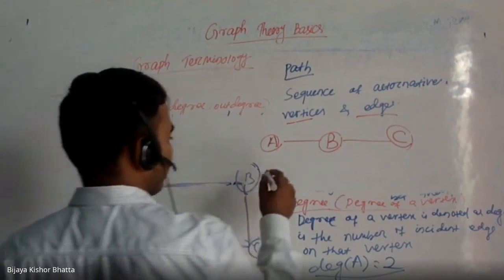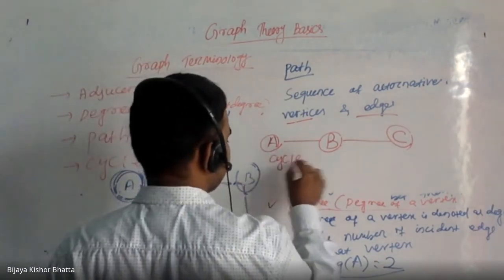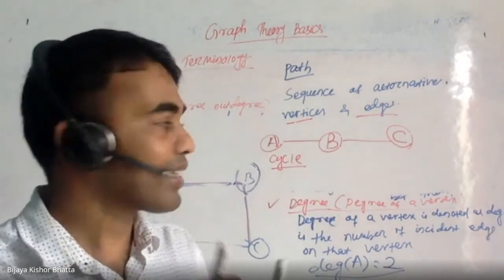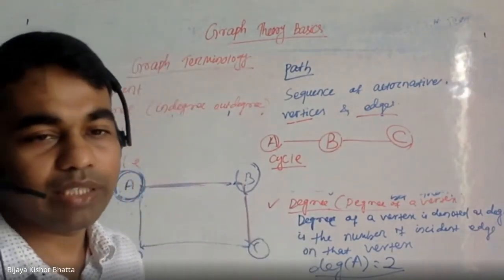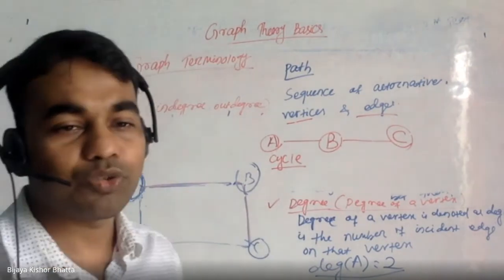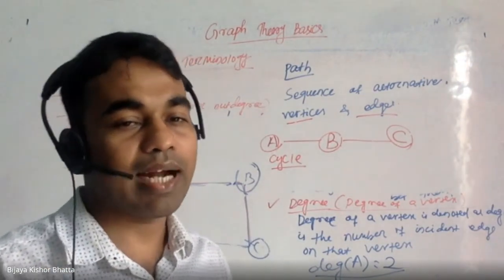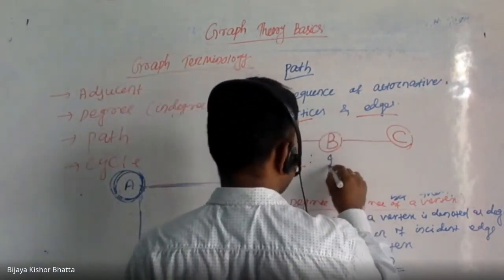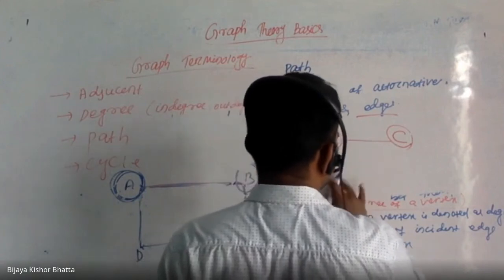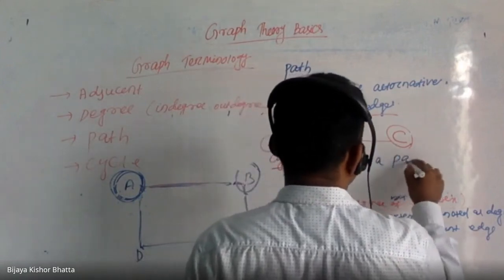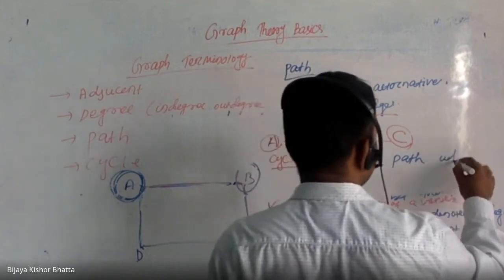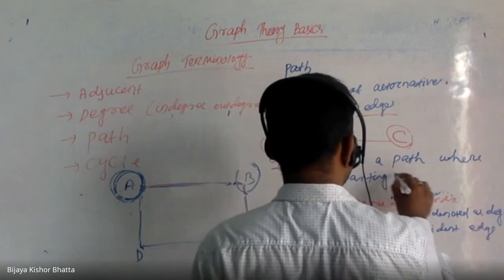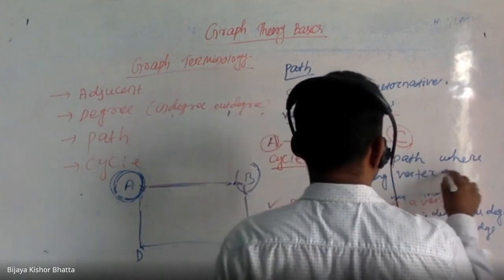Then coming to the cycle. A cycle is actually the same as a path, exactly the same, but its starting vertex and ending vertex are the same. So it is a path where the start and end vertex are the same vertex. It is a path where the starting vertex and ending vertex are the same.